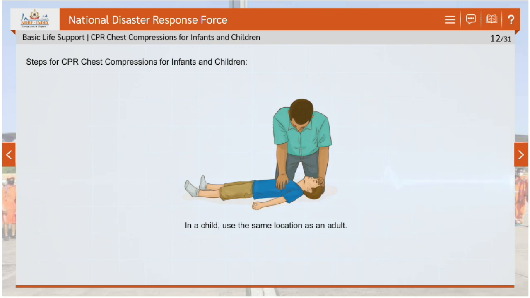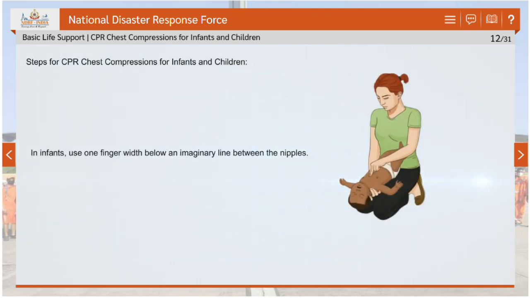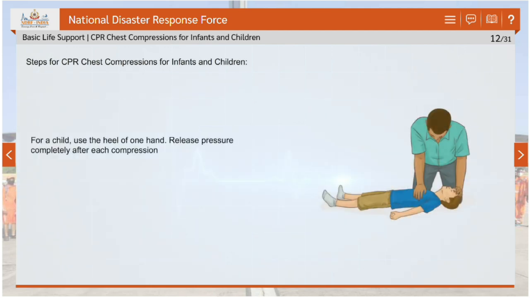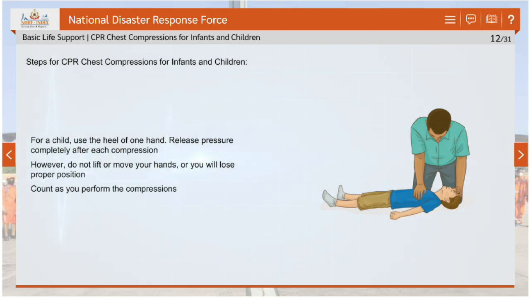In a child, use the same location as an adult. In infants, use one finger width below an imaginary line between the nipples. For an infant, use the flat part of your middle and ring fingers to compress the sternum. For a child, use the heel of one hand. Release pressure completely after each compression. However, do not lift or move your hands, or you will lose proper position. Count as you perform the compressions.